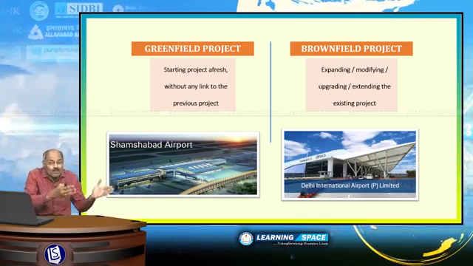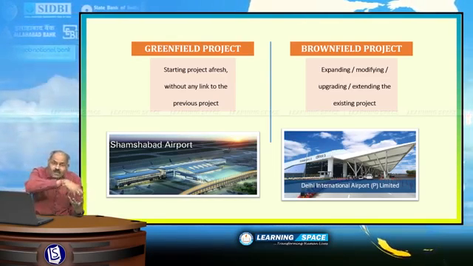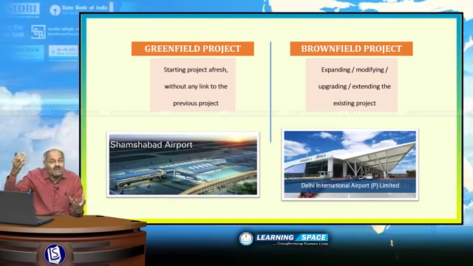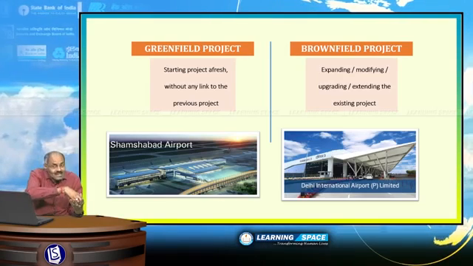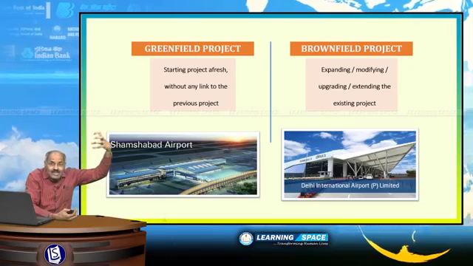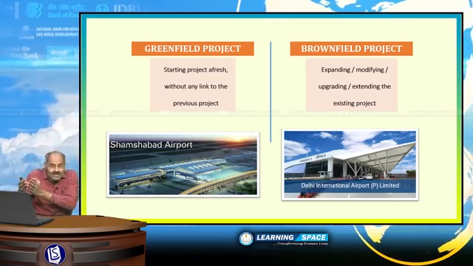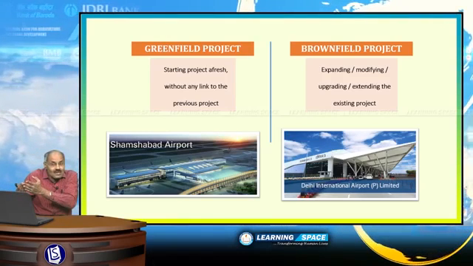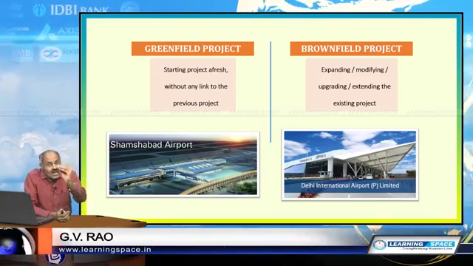And brownfield project is developing the existing infrastructure. If the Chennai airport is developed there itself, that will be a brownfield project. If Kolkata airport is developed there itself, that will be a brownfield project. Delhi airport was expanded at the same location, and that is a brownfield project. So if the infrastructure is upgraded at the same location, that is brownfield, and if infrastructure is developed altogether at a new location, a new project is constructed, that is greenfield, right? So the difference between greenfield and brownfield is now clear to you.